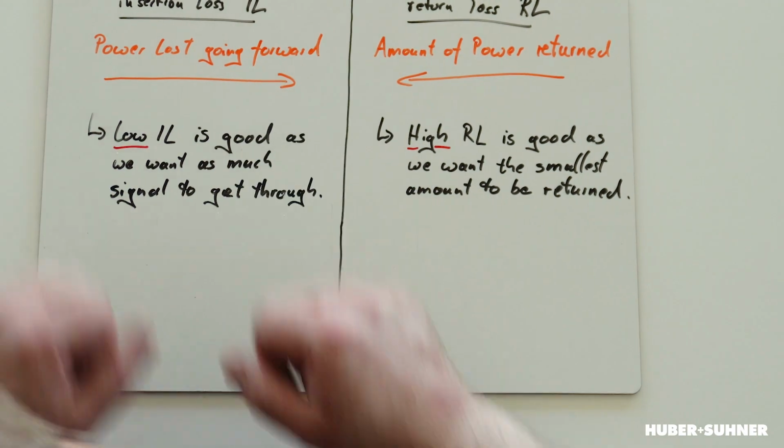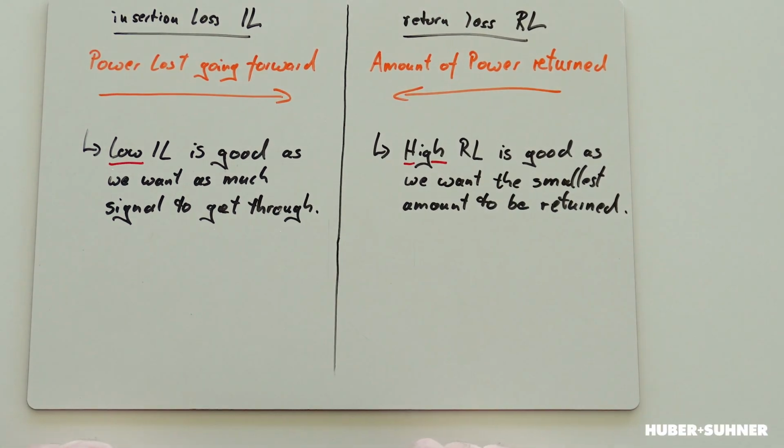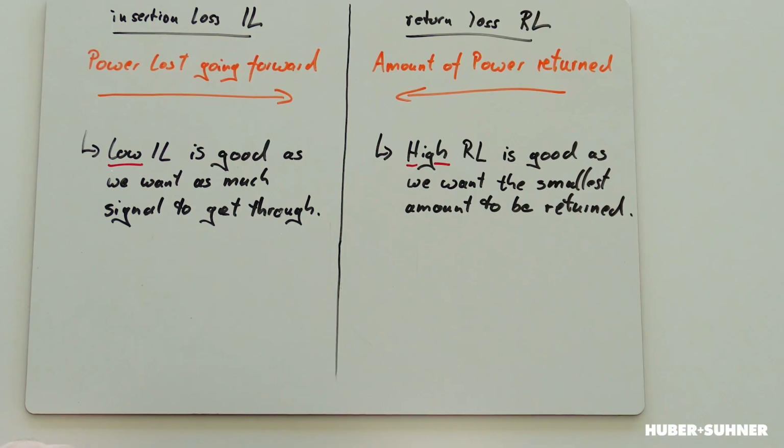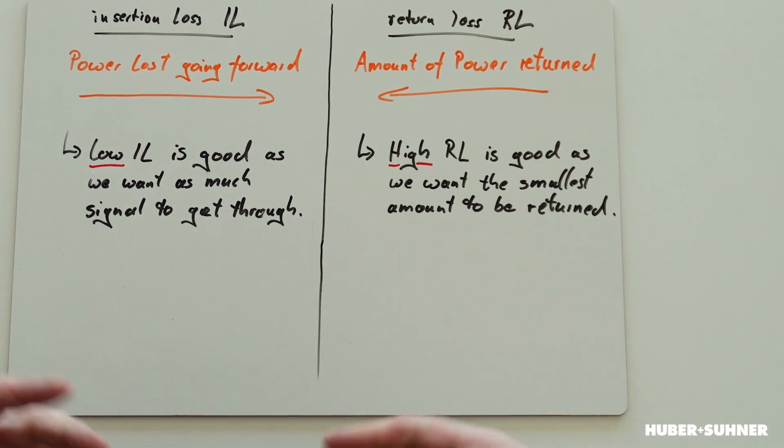Now, to summarize the said things, we have the insertion loss on the left-hand side, we have the return loss on the right-hand side, and once again, insertion loss is the power lost going through the system forward. And so we want to have a low insertion loss, as we need as much light passing the system as possible. If we're talking about the return loss on the right-hand side, this is the amount of light which is returned from the system. And as this is bad for your optical system, we want to have a high return loss, meaning we want to have the least light returned from the system that is possible.